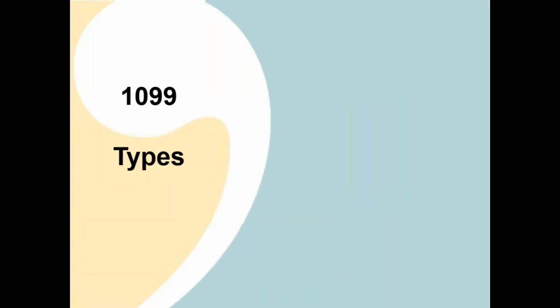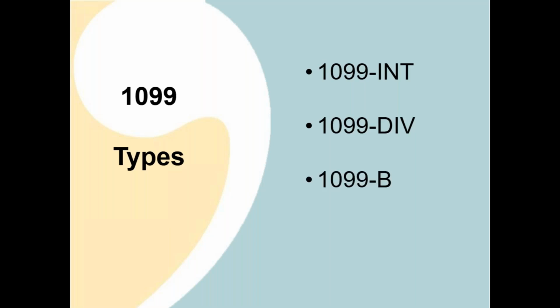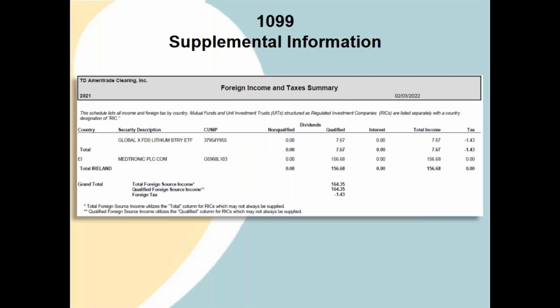There are many types of 1099s. Income from your investment activities will probably show up on one of 3 different types. A 1099 INT will report your interest income. A 1099 DIV will report your dividends. And a 1099-B will report your stock sales and your capital gains and losses. In addition to those things, you may find supplemental information, such as foreign company details, that you will need to report your taxes correctly.